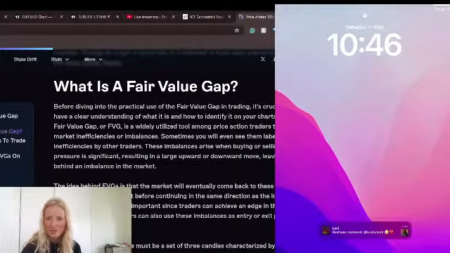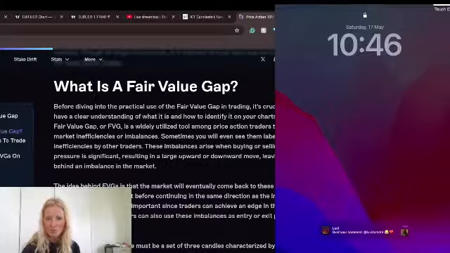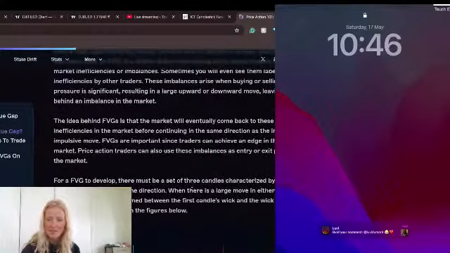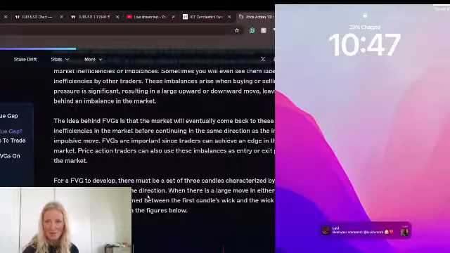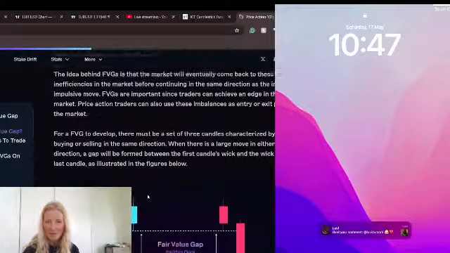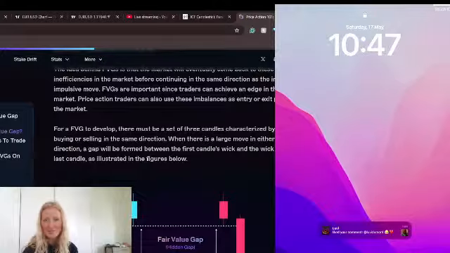The market will eventually come back to these inefficiencies before continuing in the same direction as the initial impulsive move. FVGs are important since traders can achieve an edge in the market. Price action traders can also use these imbalances as entry or exit points. So it's a set of 3 candles characterized by heavy buying or selling in the same direction. When there's a larger move in either direction, a gap will be formed between the first candle's wick and the wick of the last candle.